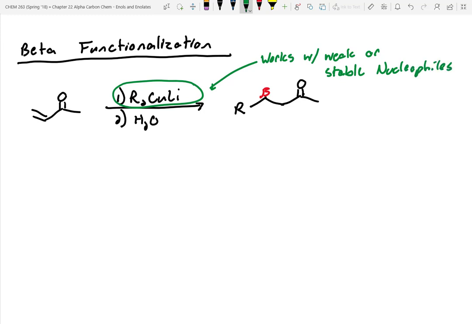What happens if your nucleophile is too strong? It's not going to attack that beta carbon. Where will it attack instead? It'll attack the carbonyl itself, right? So if we had a Grignard reagent, it would just attack directly into that carbonyl and wouldn't even pay attention to that beta position. So you have to have a weak or a stable nucleophile. All right, so that was our Michael type reactions.